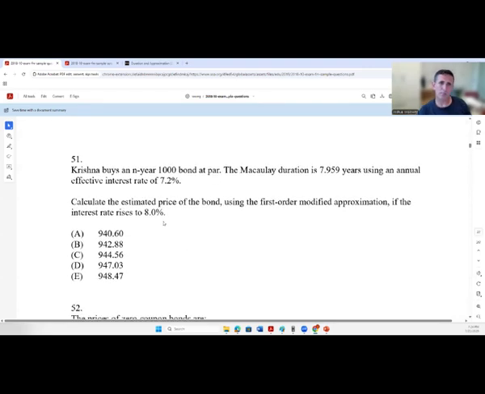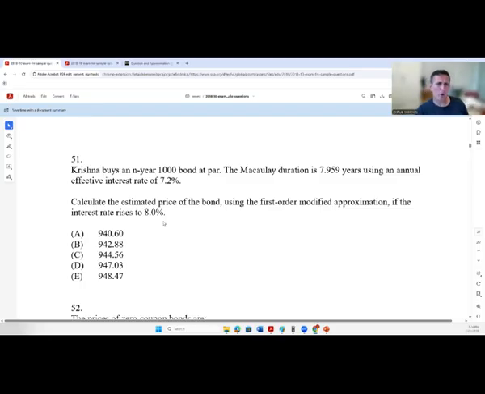All right, so Krishna buys an N-year 1,000 bond at par. The Macaulay duration is 7.959, interest rate 7.2%. Calculate the price of the bond using first order modified approximation if the interest rate rises to 8%.